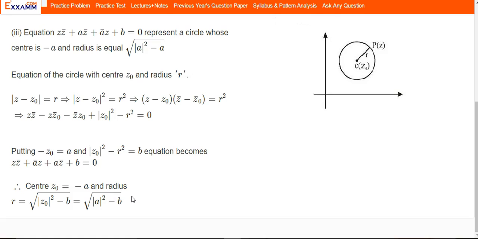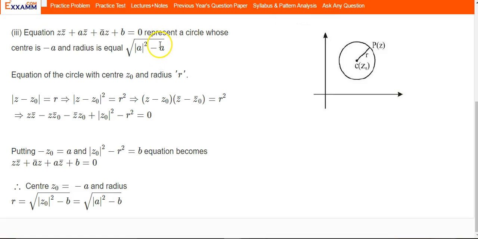So r is equal to the square root of modulus of z0 square minus b. Now in this case, what do we know? That z0 is equal to minus a, so replacing that we get r equal to the square root of modulus of a square minus b.